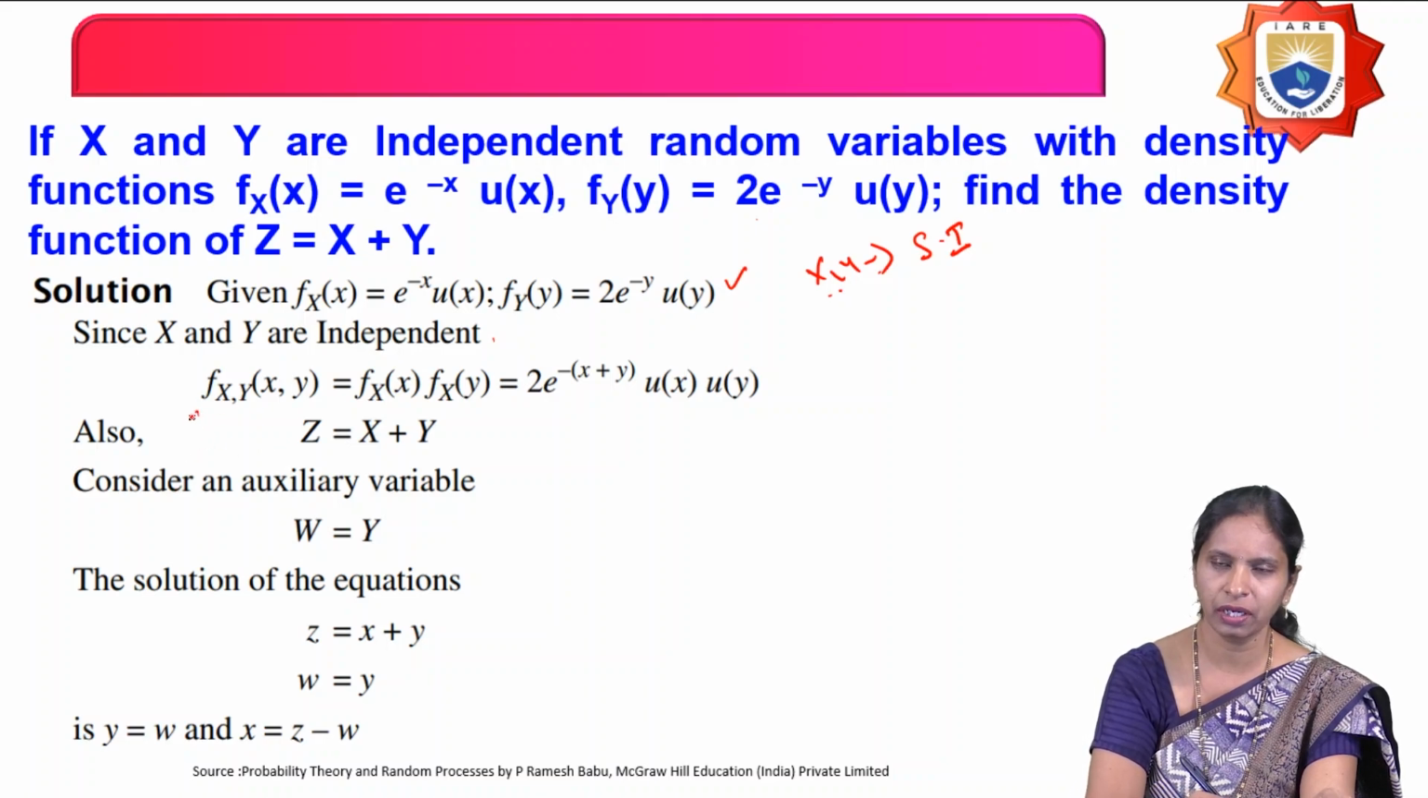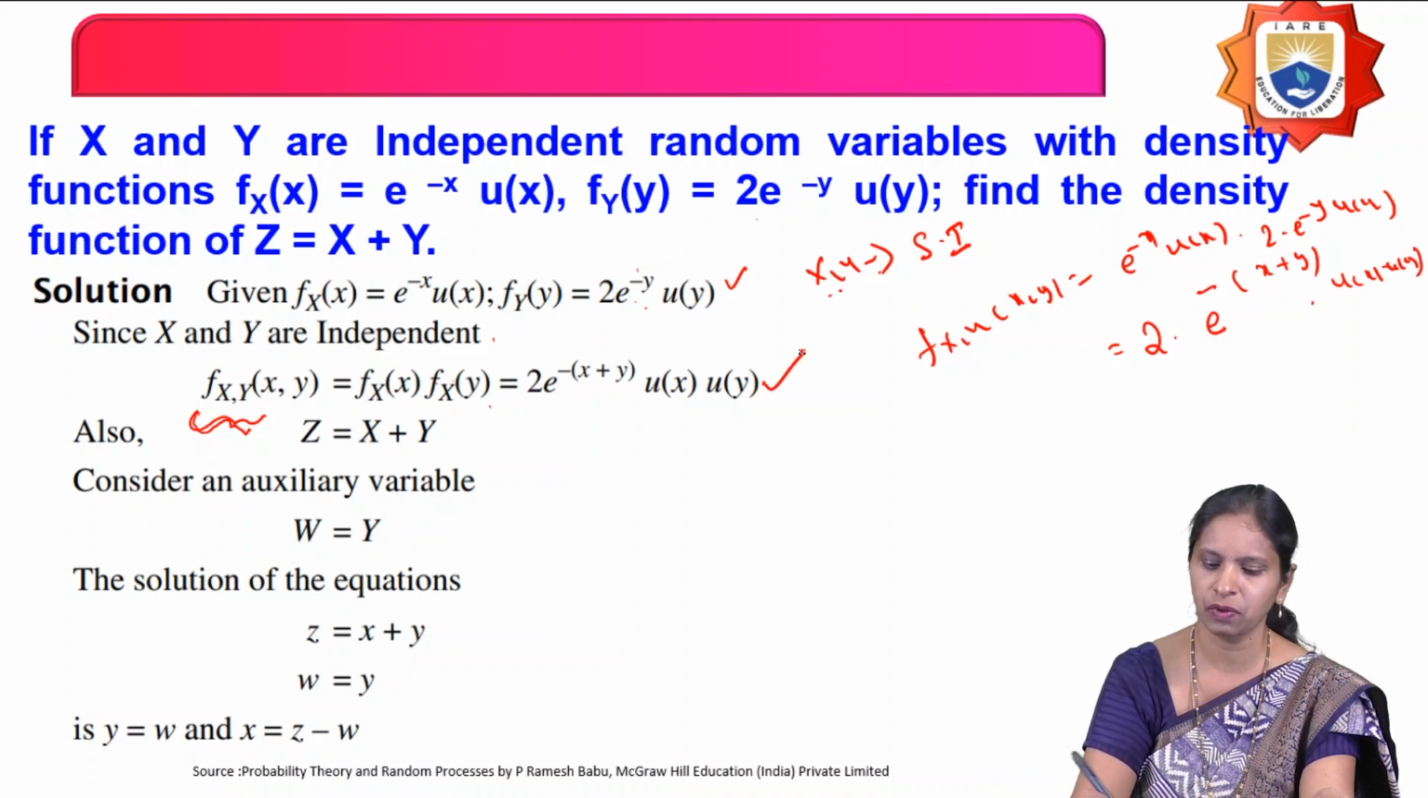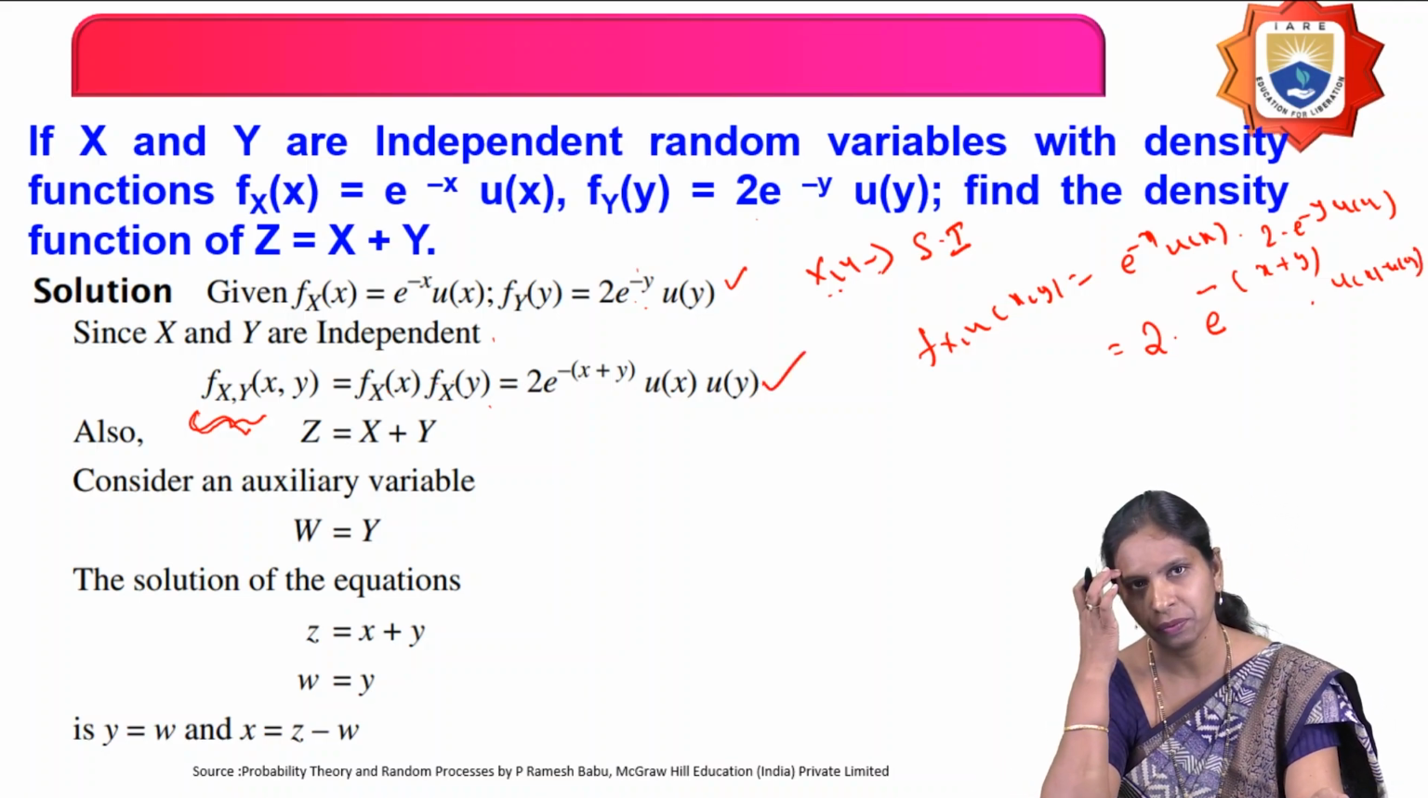If they are independent, then what is the joint density function? F xy of x comma y is equal to f x of x into f y of y. Then what is the joint density function of the two statistically independent random variables? F xy of x comma y is equal to e power minus x u of x into 2 into e power minus y u of y. That equals 2 into e power minus (x plus y), taking the minus common, into u of x into u of y. So this is the joint density function of the random variables x and y.